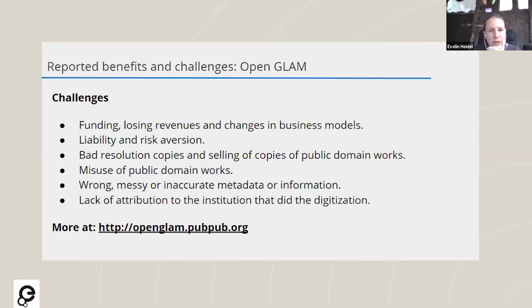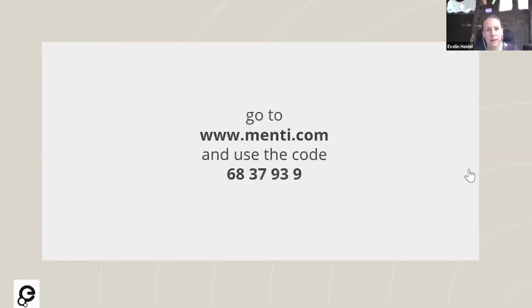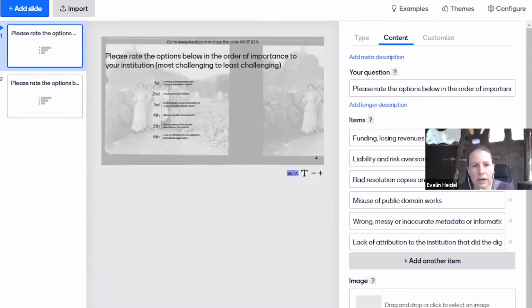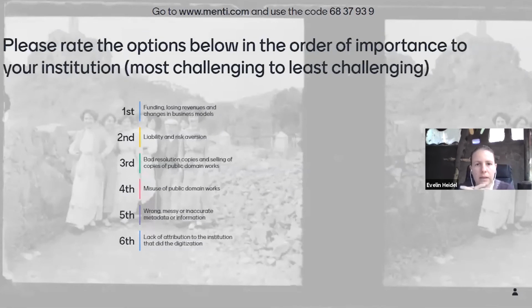So if we can go now to the second slide, and we're going to invite you to the Mentimeter poll. So if you could go to menti.com and use the code 6837939, we're going to paste that in the chat too, so you can have it more easily available, and help us understand better what are the things that you consider more important when talking about the challenges and the benefits.